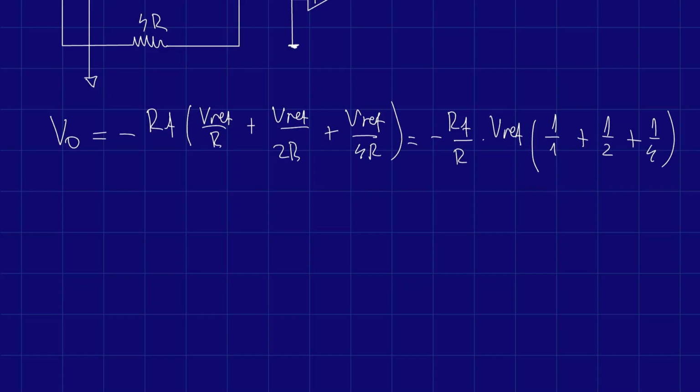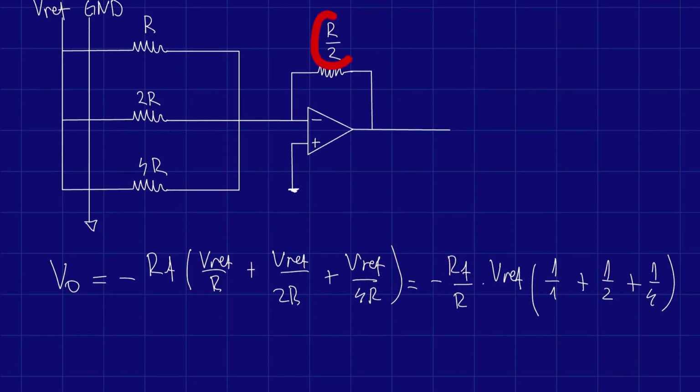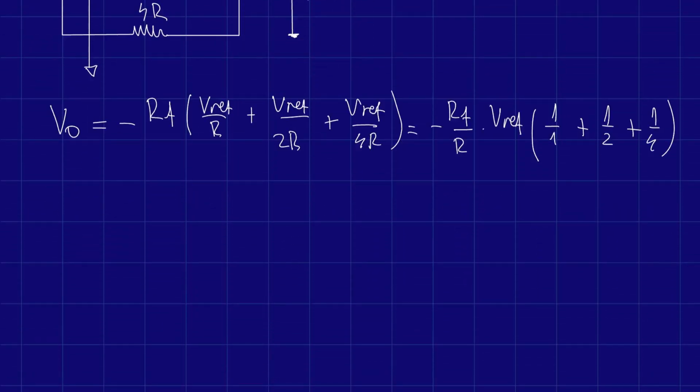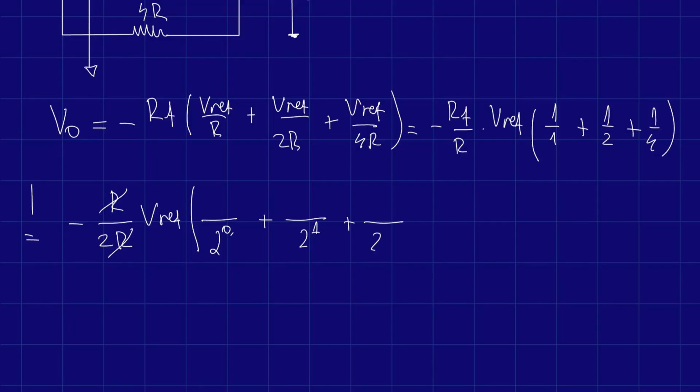If we substitute for RF, in this specific case, RF is R divided by 2, okay? And we substitute, so we have minus R divided by 2R, so this cancels out. We just rewrite Vref, okay? And inside of the parenthesis, the part below can be rewritten much better if we write it as 2 to the 0, which is 1, plus 2 to the 1, which is 2, plus 2 to the 2, which is 4.